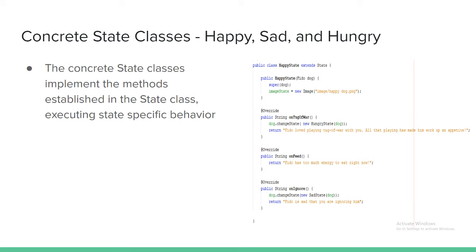And then we have the concrete state classes, which implement the methods established in the state class and execute state-specific behavior. Based on how the user interacts with Fido, Fido can be in either a happy state, sad state, or hungry state. And here is a screenshot of the happy state class.